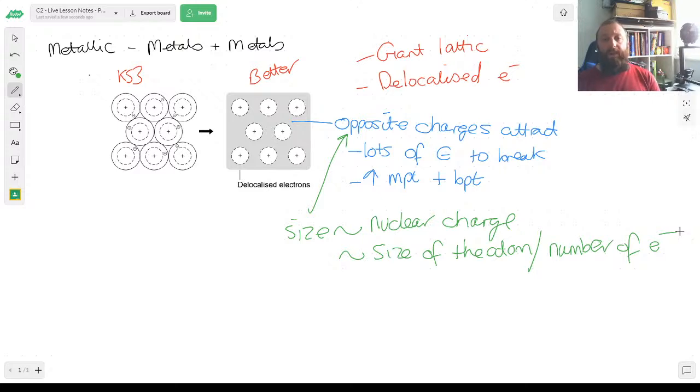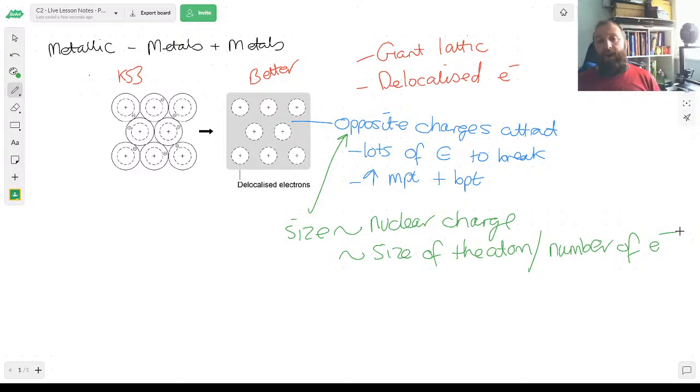The problem we've got though is if the molecule starts getting too big, then those charges get a bit further away from each other, which will lower it again. So there's lots of conflicting factors here. Don't panic about it too much, but it is something that's worth being aware of.